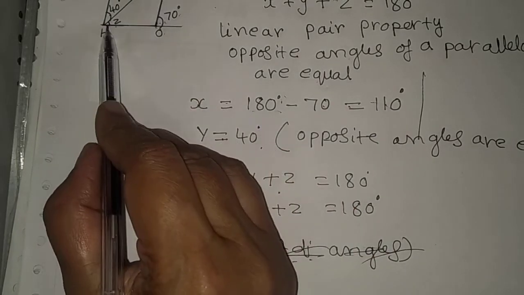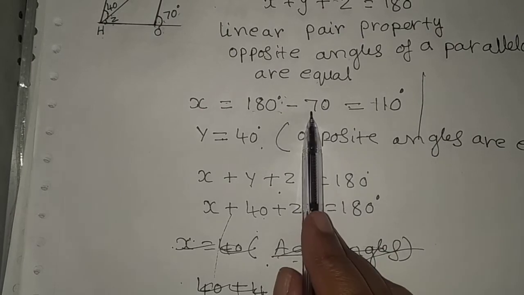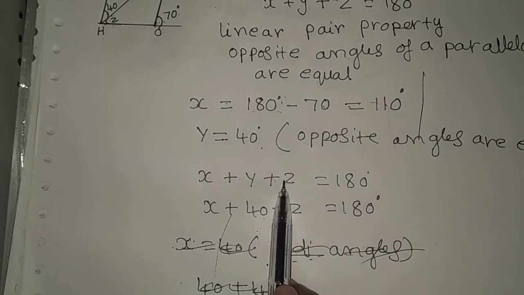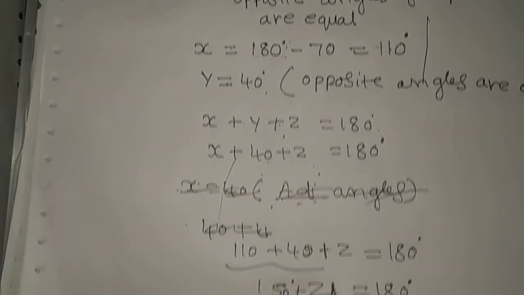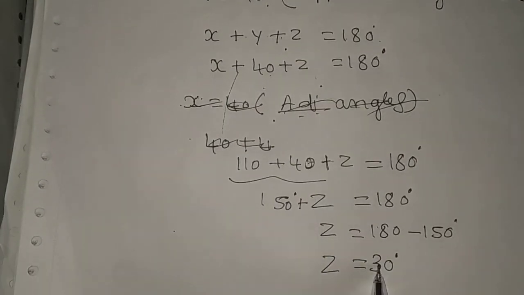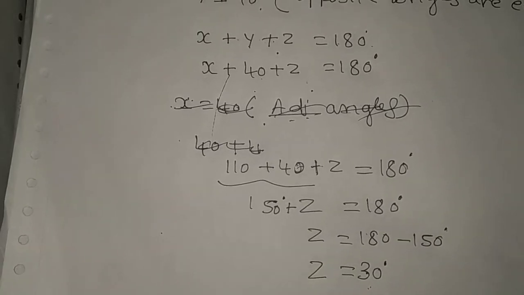Then Y is 40, since the opposite angle is 40. Y we can take as 40. So we have x plus y plus z is equal to 180. Substitute all here, then add all this and simplify, we will get z as 30. So this is the question 7.